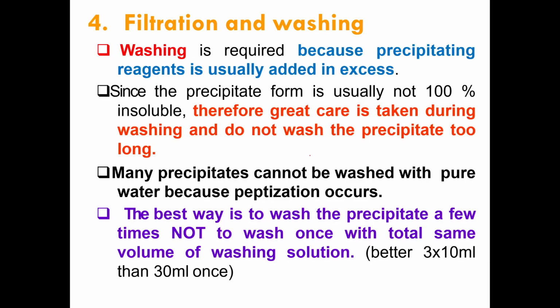Many precipitates cannot be washed with pure water because peptization occurs. Peptization is when the precipitate dissolves in the solution, or the precipitate becomes the analyte. So the best way is to wash the precipitate a few times rather than once with the same total volume of washing solution. For example, with a total volume of 30 ml, we repeat the wash using 10 ml three times compared to once with 30 ml.